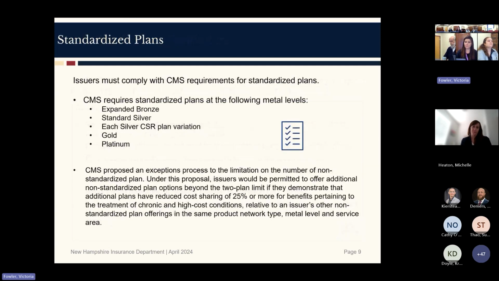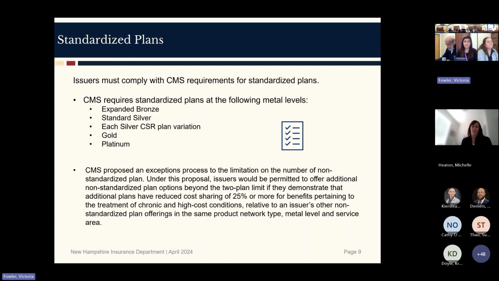Next slide, please. This slide is in regards to standardized plans. All carriers must comply with CMS requirements for standardized plans in the following metal levels: expanded bronze, silver, each silver cost sharing reduction plan variation, gold, and platinum. CMS has released 2 sets of cost sharing amounts for certain services under the standardized plans. Please remember to use the set which is applicable to New Hampshire.